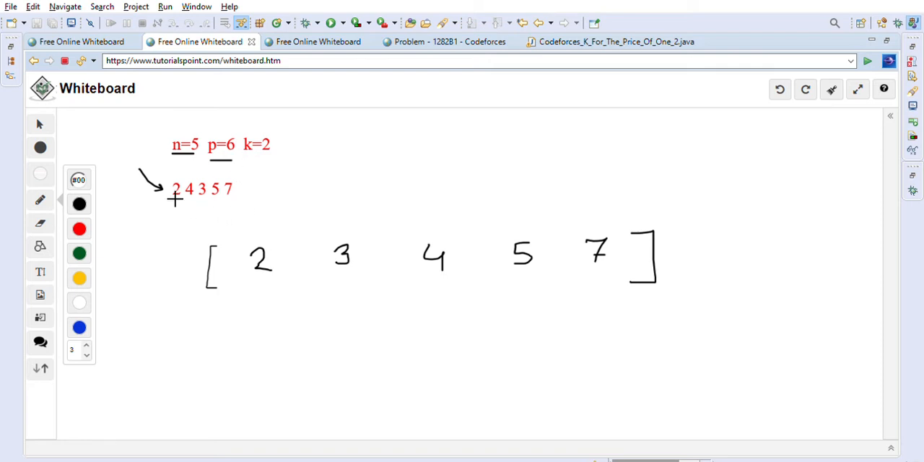So for that, what we will do is, first we will take this prices array and sort it, right? As you can see, this is the sorted array of prices: 2 3 4 5 7, sorry. After the sorting is done, how we will be solving this problem is, either we can pick the item starting from here, or we can pick an item starting from here, right? So these are the two things we can do.